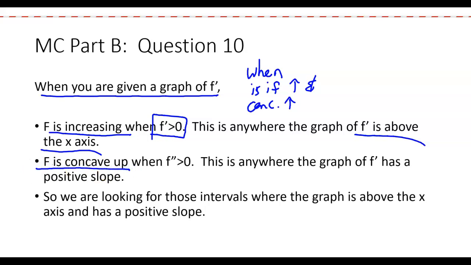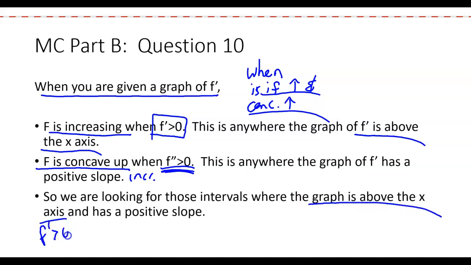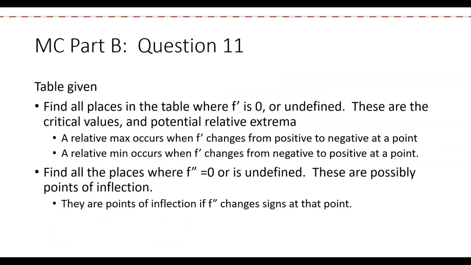Secondly, f is concave up anytime its second derivative is greater than 0. Now, since the second derivative is the slope of the first derivative, which is our graph, if the second derivative is positive, that means my graph of f prime has a positive slope, which means that it's increasing. So if I want to find where f is both increasing and concave up, I'm looking for where the graph is above the x-axis. In other words, f prime is greater than 0, and it has a positive slope. In other words, f double prime is positive. So I'll leave you to that.